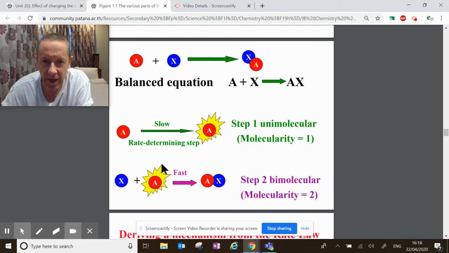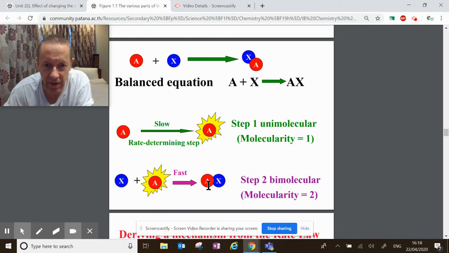In the second step of the conversion to products, X is now involved. X now reacts with this intermediate substance, but this happens fast. To all intents and purposes, it occurs immediately. So in other words, as soon as this intermediate appears in step one, it immediately reacts with one of the X's to make the final product.